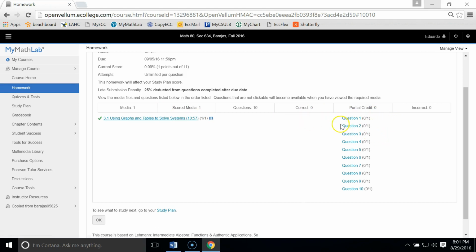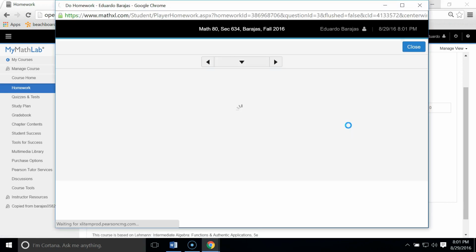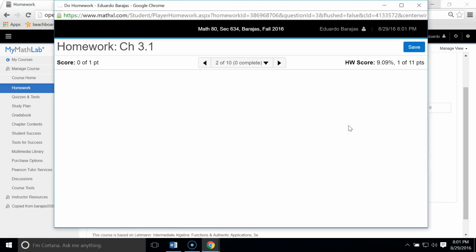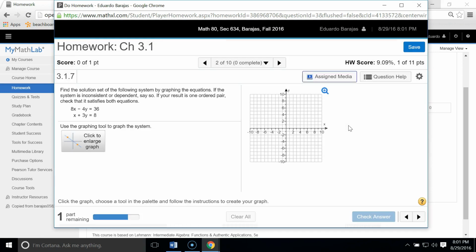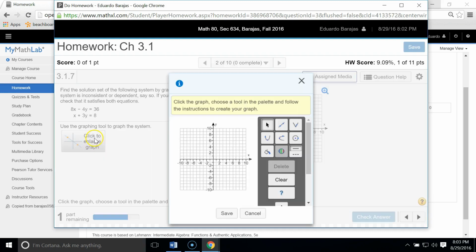Okay, so now that you watched it at least once, it'll unlock the assignments and now you can jump in here and look at the assignments. So this one says to graph these things. So how do you graph this equation? 8x minus 4y equals 36.